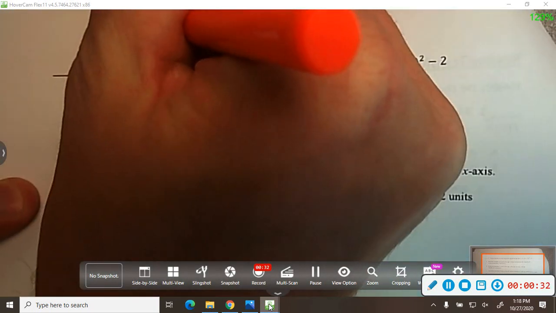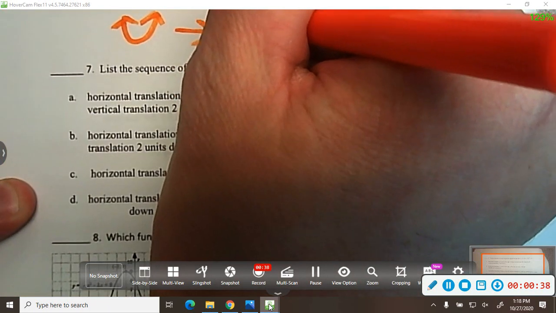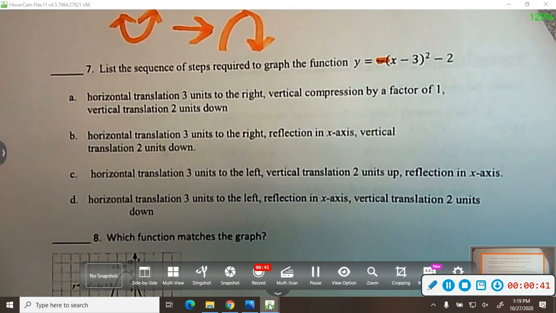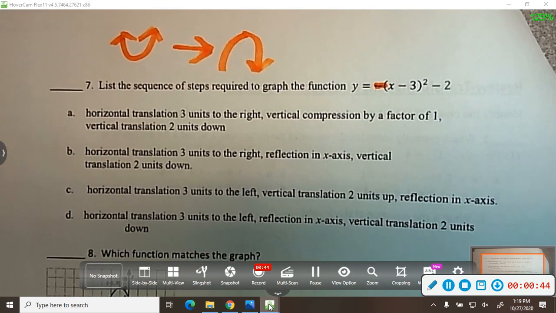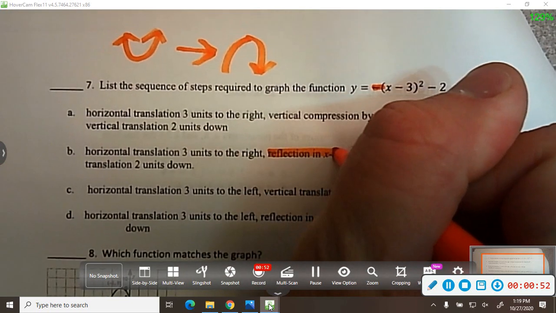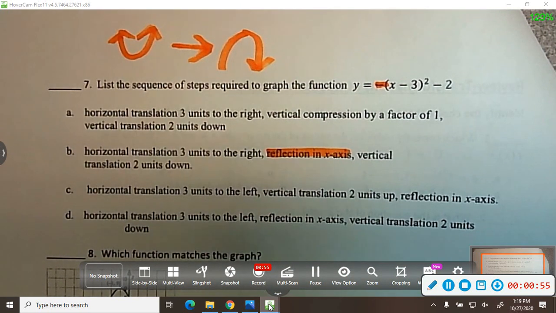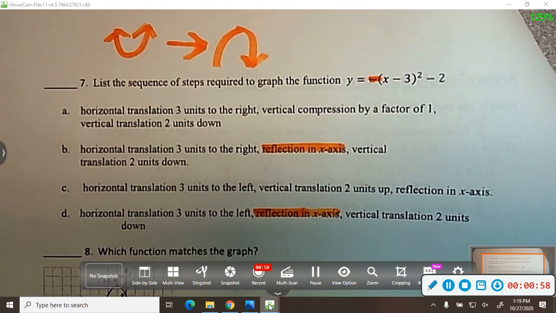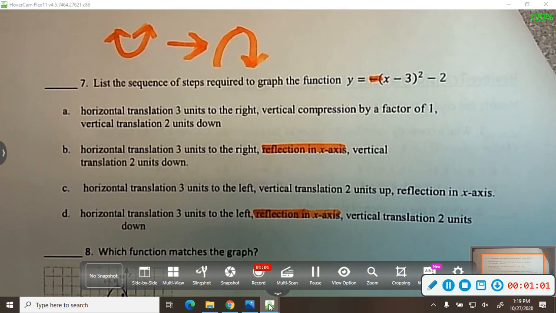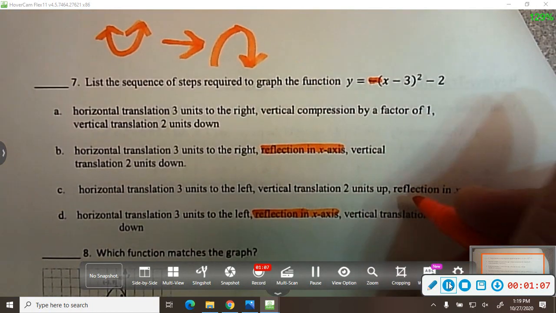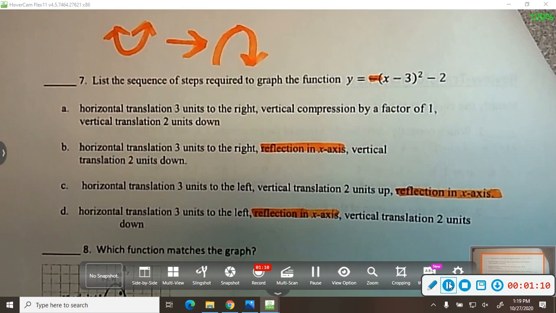makes it go from this to this. Another way of saying that is a reflection over the x-axis, because you're flipping it over the x. So let me see which one says reflection in x. This one does. This one also says reflection in x-axis. And then also this says reflection. So the orange part causes a reflection in the x-axis.